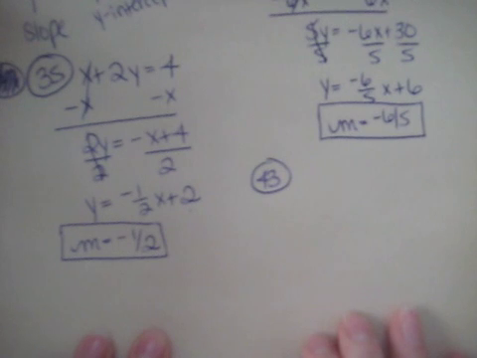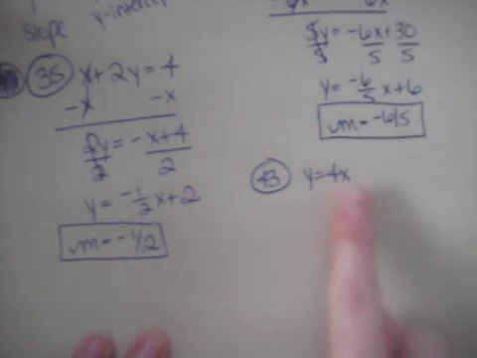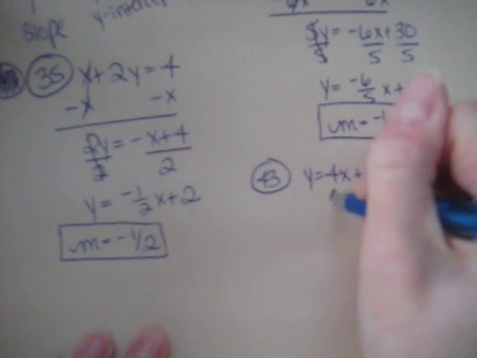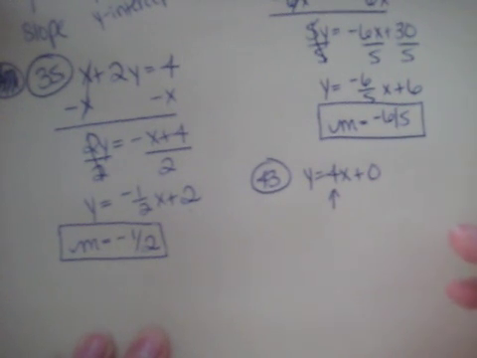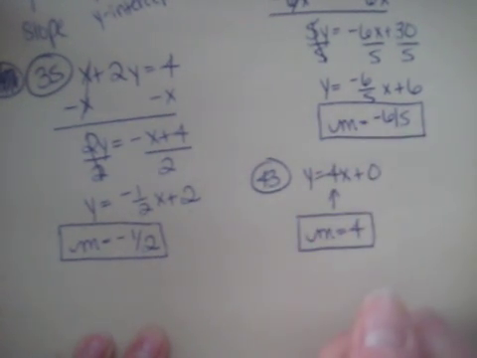Last one, number 43. Y equals 4x. Whenever you have something without an intercept, this is going through the origin, so really your intercept is 0. Here is your slope. It's already written in y equals mx plus b form for me. So my slope is simply 4, or 4 over 1. So that's objective number 2.